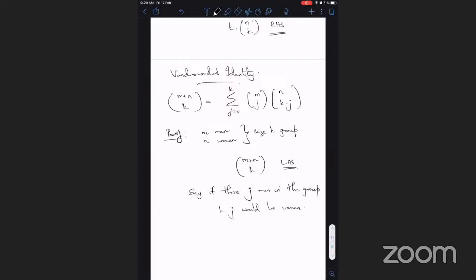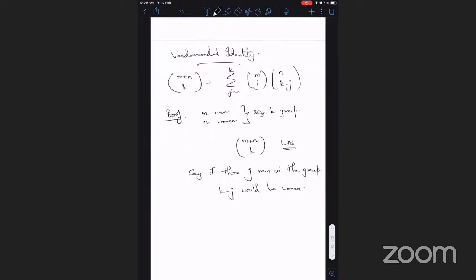Because that's how the group is formed. So you have J men, the rest would be women. And you are picking K people. So that is K minus J would be women. And how many ways can you do this? Out of M people you are picking J people, and out of N people, who are women, you are picking K minus J people.